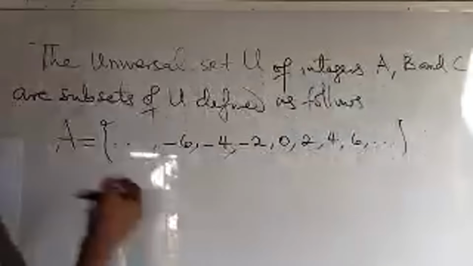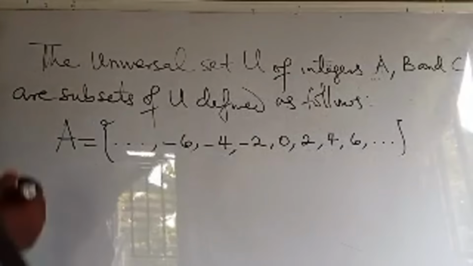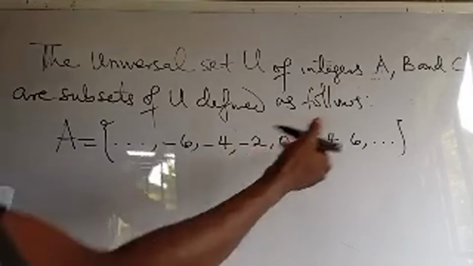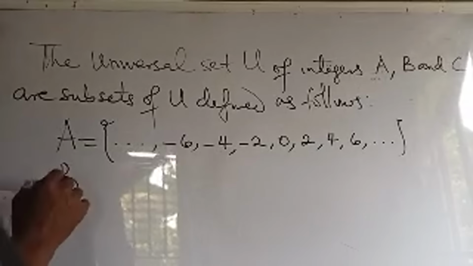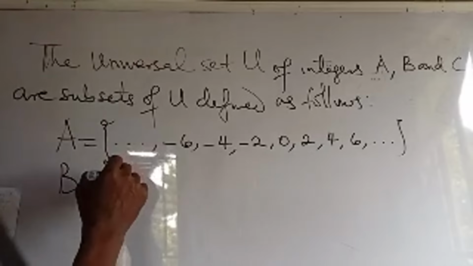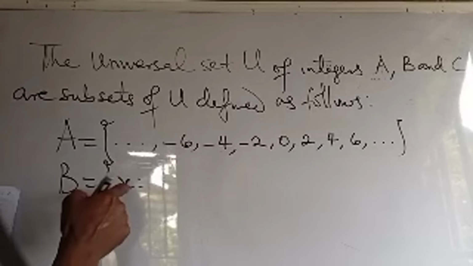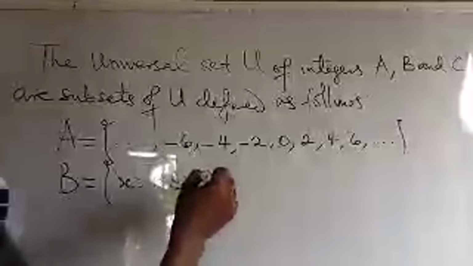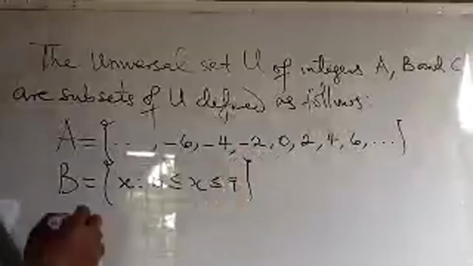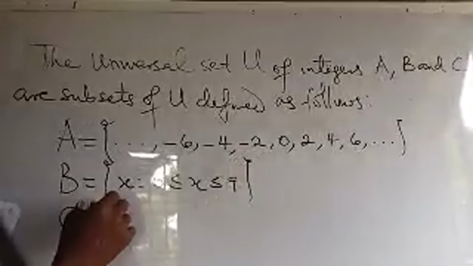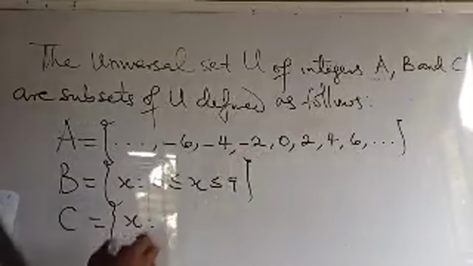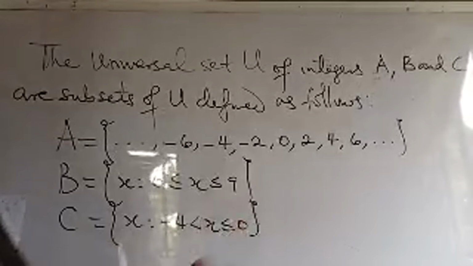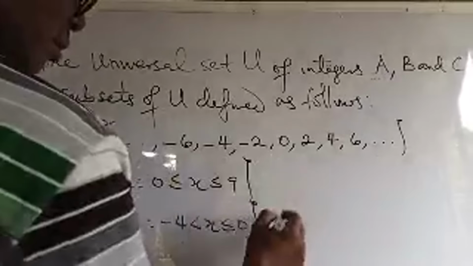If you look at it very well, A is a set of even numbers from negative even to positive even. B is such that X is an element such that 0 is less than or equal to X less than or equal to 9. Then we have C, which is a set that contains X such that -4 is less than X less than or equal to 0. Now let's write the question here.